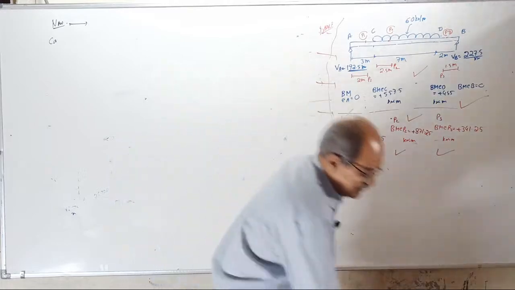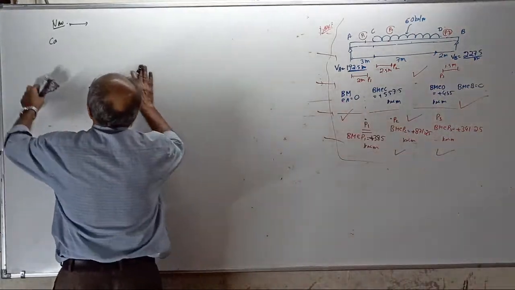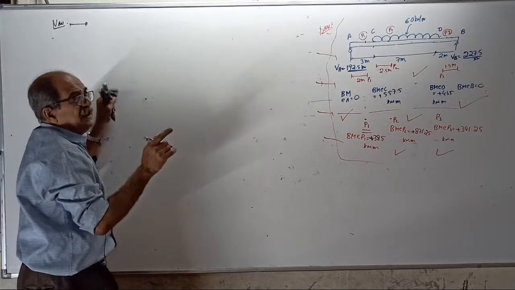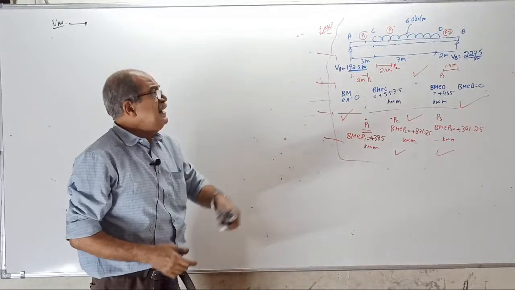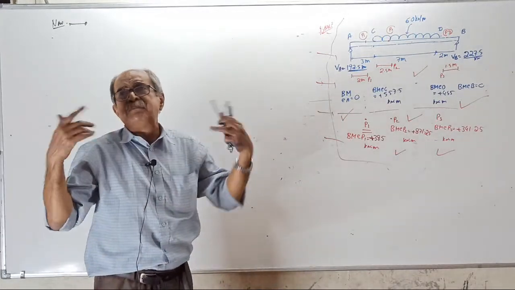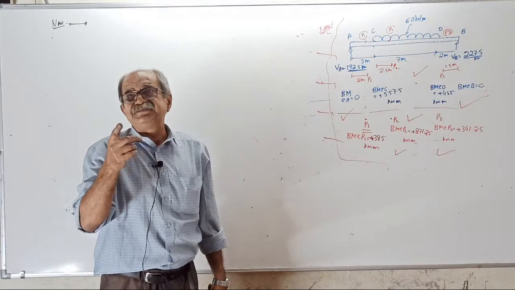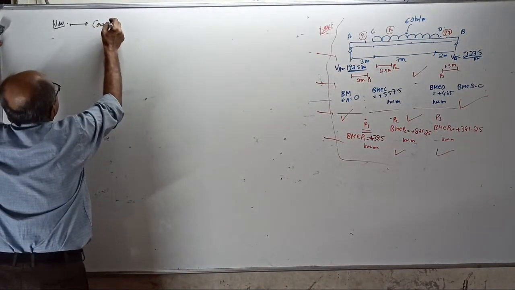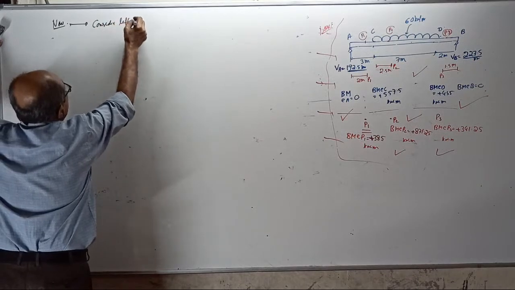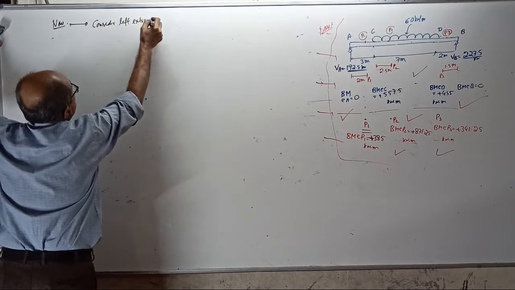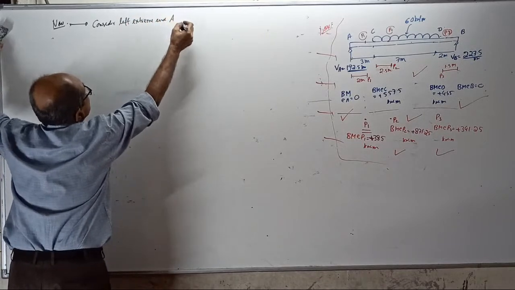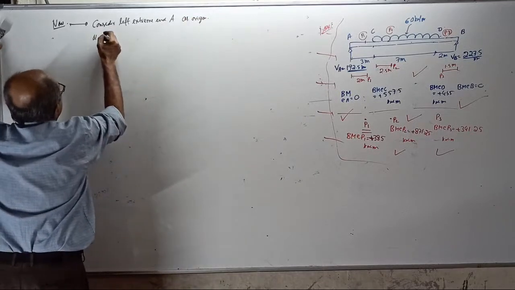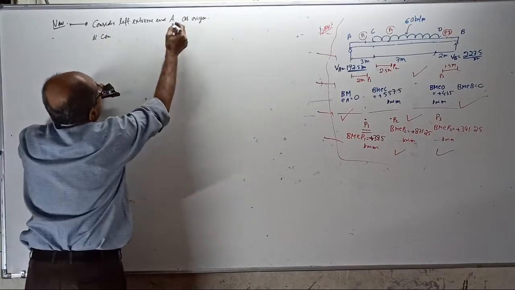Yes, okay. Now start. Right here. Now, let us do one thing right here. Now you are going to slope and deflection calculation, for which first step is mx. Okay, start. Consider left extreme end A as origin. And consider A as origin, red color.